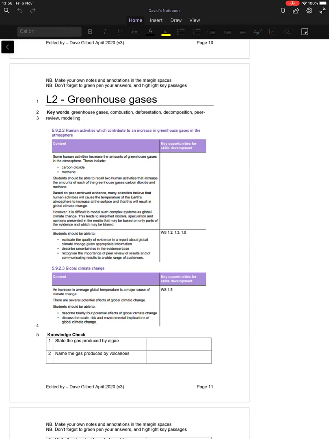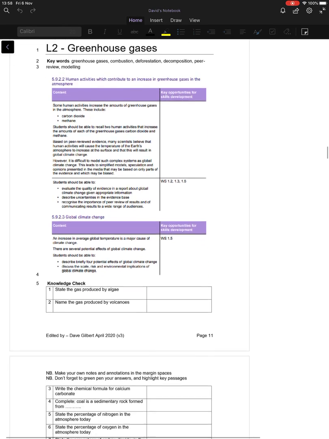So, welcome to lesson 2 of your Chemistry of the Atmosphere unit of work. This lesson is on greenhouse gases. If you've got a digital copy of your booklet or a paper copy of your booklet, make sure to turn to page 11, or if you're just using pen and paper, obviously you can make your own notes as we go through this tutorial.